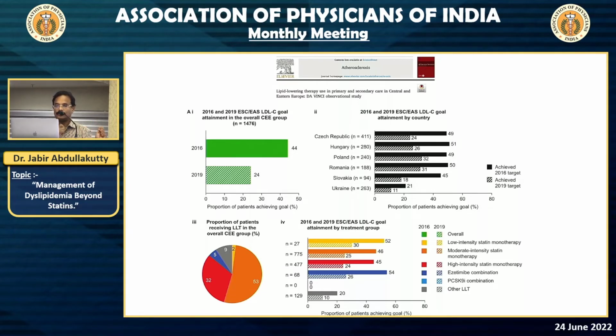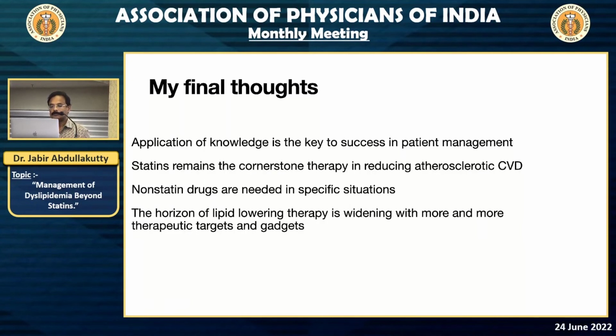So, though these new molecules are there, we should know about them, their use, and indications. The most important thrust should be given to treating all patients with high-risk atherosclerotic cardiovascular disease, or who are at high risk of developing it, with statin quite early and trying to reach the LDL cholesterol goal level. So my final thoughts: application of knowledge is the key to success in patient management. There is no point in knowing alone, but we should apply it. Statins remain the cornerstone therapy in reducing atherosclerotic cardiovascular disease. Non-statin drugs are needed in specific situations. The horizon of lipid-lowering therapy is widening with more and more therapeutic targets as well as more and more gadgets. Thank you so much.